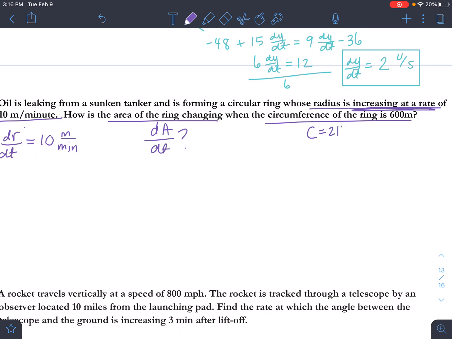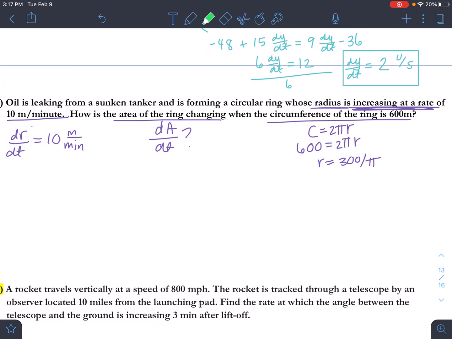If you guys remember, circumference is 2 pi r. Okay, so 600 equals 2 pi r. So that means radius would just be 600 divided by 2 pi, which is 300 divided by pi. All right, so we've got some info, right? We've got dr/dt, we have r, we're missing dA/dt. Notice it doesn't give us a formula. So you might be sitting there like, shoot, I was given a formula every time. Now I'm not sure what to do.